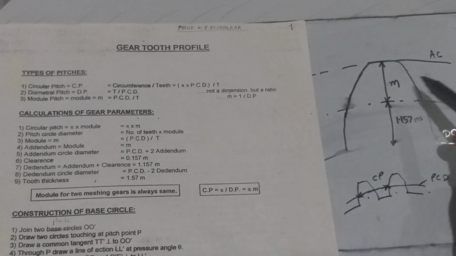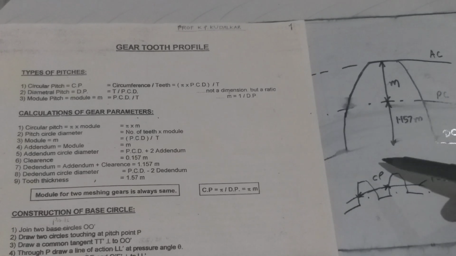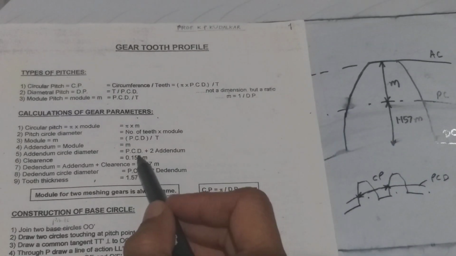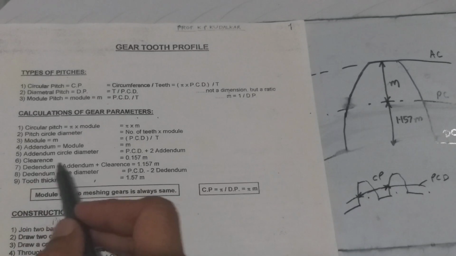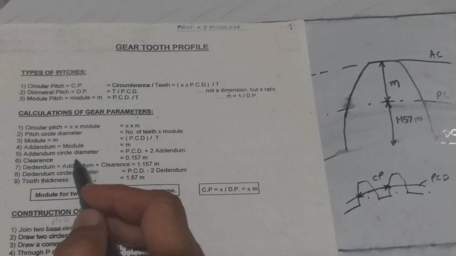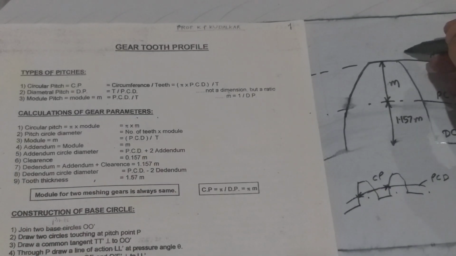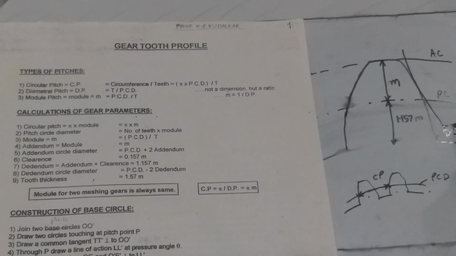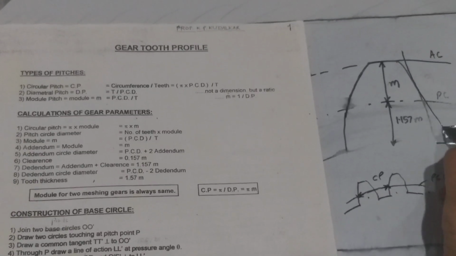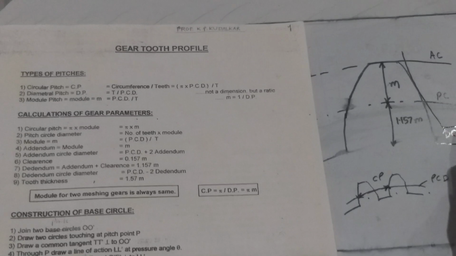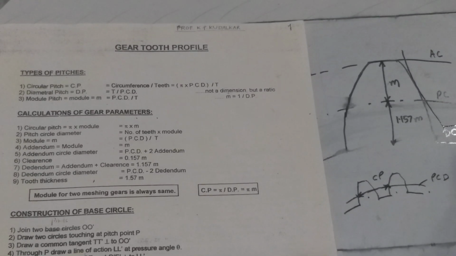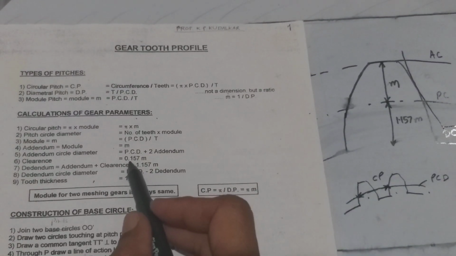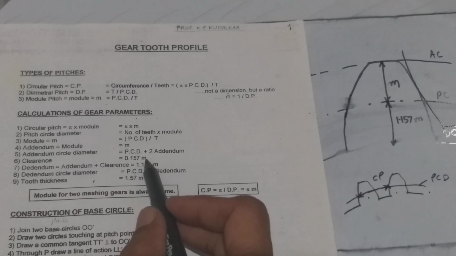So that is pitch circle plus m on the other side. So pitch circle plus 2m, that is 2 addendum. Clearance. Now what is the clearance? Clearance is when the other tooth, if you draw the other tooth, suppose I draw another tooth like this. This is the tooth of the other gear. So this much space, from here to here, that is called a clearance. So the clearance is taken as 0.157 times the module.